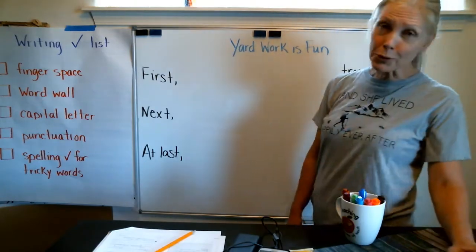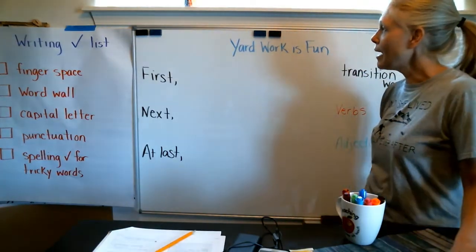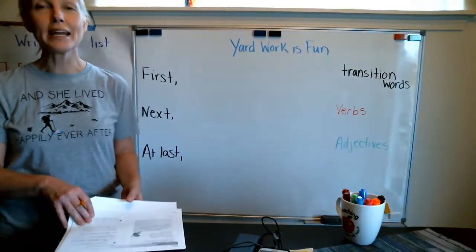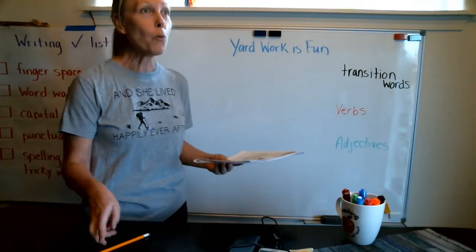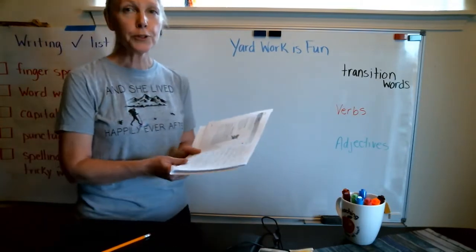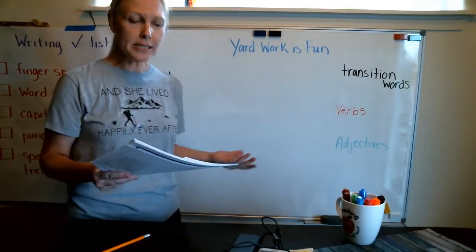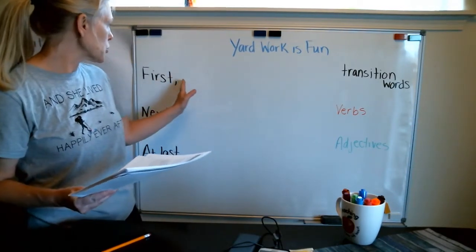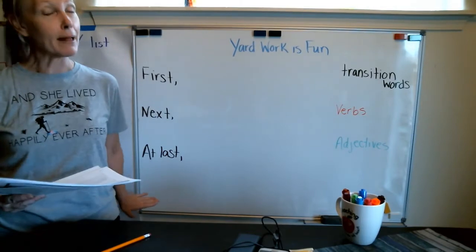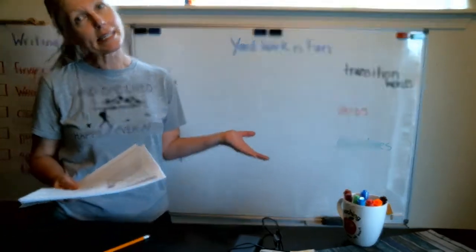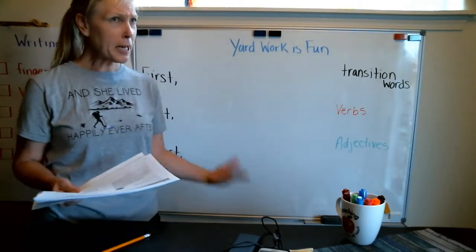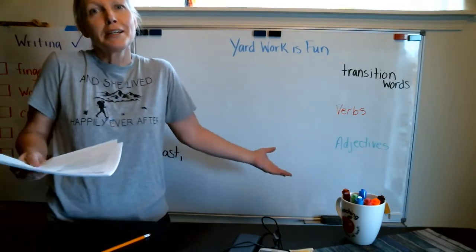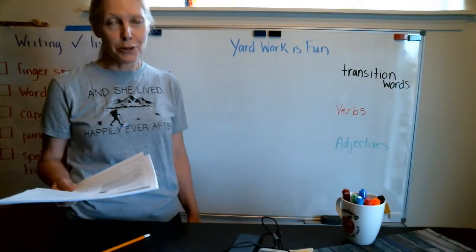It is a beautiful day outside today, and I started my day by working out in the yard. I decided to write a story about what I did outside. And if you look in your writing packet, they're asking you to write a story using transition words first, next, and at last. So you're going to see an example of that right now. And I hope when you are done watching this that you try your own story. So you go do something and then you write about it.